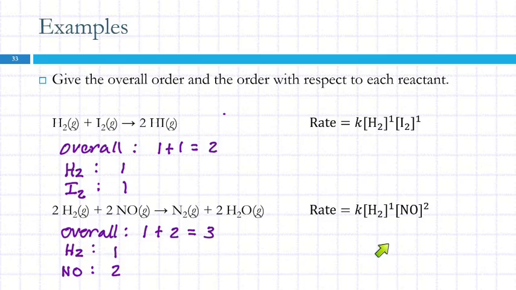Here, the NO was second order, and it had a coefficient of 2. Are those two things related to each other? No, it's coincidence. Utter coincidence. And this is one of the problems, because it would be so nice if it was just the coefficient, right? But it isn't. Any other questions?